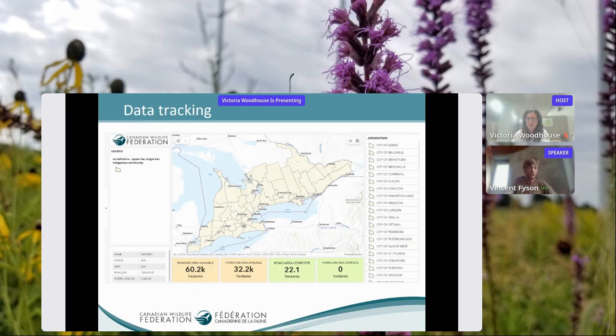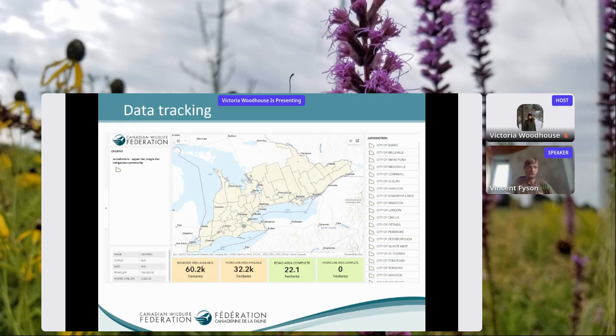And so the last tool that I want to talk about today is the dashboard. This is a dashboard to help track data related to rights of way restoration. The dashboard is still conceptual, so it's not final, and it's still a work in progress. But I'll still cover what we hope to accomplish with it.